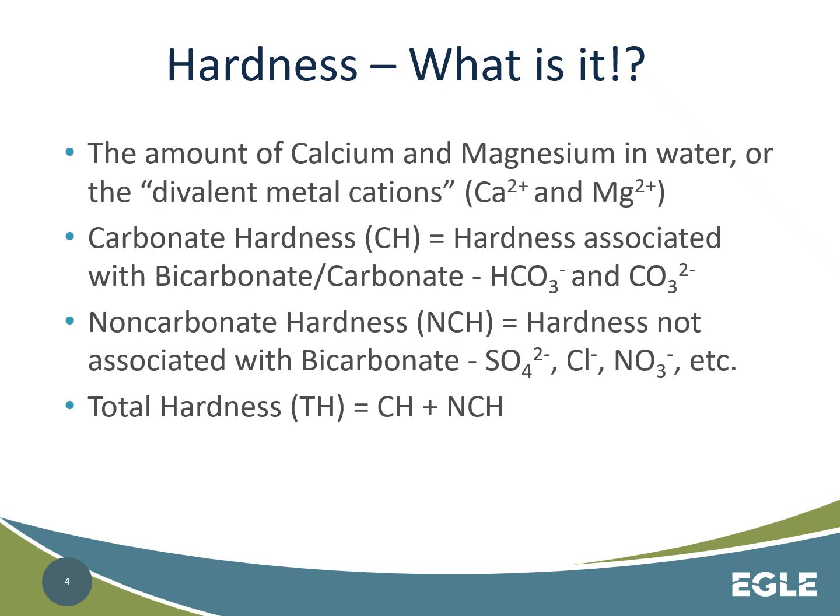There are two types of hardness we are going to talk about: carbonate hardness and non-carbonate hardness. Carbonate hardness is the calcium and magnesium that is associated with carbonate and bicarbonate. Non-carbonate hardness is the calcium and magnesium associated with any other anion. We will continue to cover this concept throughout the presentation, so just remember that hardness is how much calcium and magnesium is in the water, and the type of hardness is determined by which negatively charged anions are in the water.